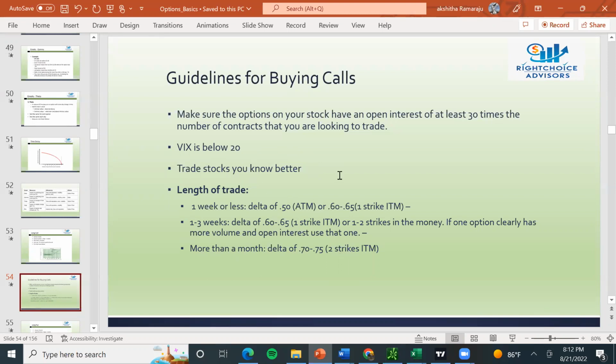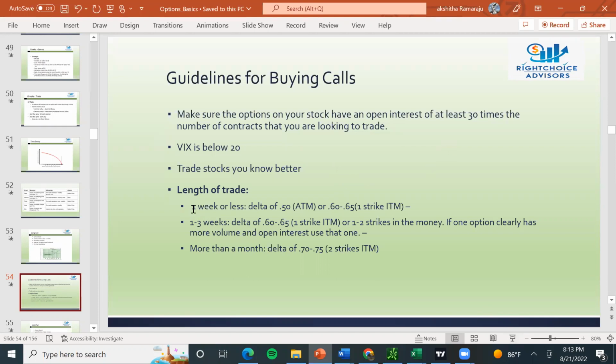Then trade stocks which you know better, because you will have more confidence when you are trading something like Nvidia or AMD or Tesla or Amazon, something which you know, you feel confident. You will not get panicked immediately. If you trade something which you never heard of, suddenly the stock goes by $1, you will get panicked and you may sell off quickly without waiting for a reversal or anything. Then the length of the trade.